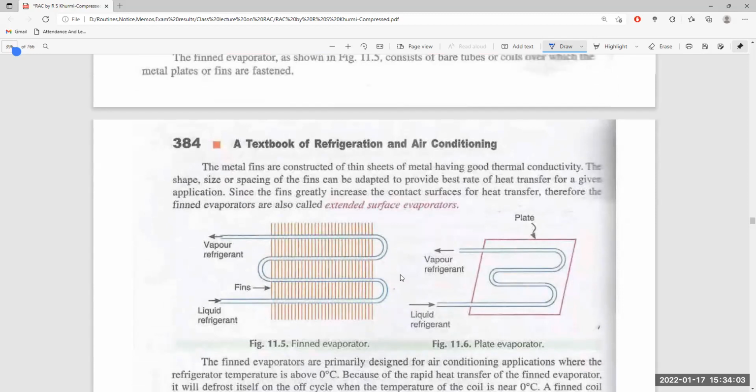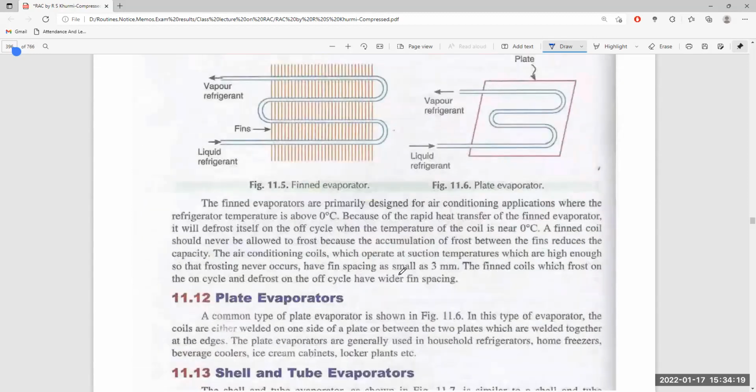The vapor refrigerant comes through the fins, and the vapor refrigerant comes in through the plate and goes out. Fin evaporators are primarily designed for air conditioning applications where refrigerant temperatures are above 0 degrees centigrade. Because of the rapid heat transfer of the fin evaporator, it will defrost itself in the off cycle when the temperature of the coil is near 0 degrees centigrade.